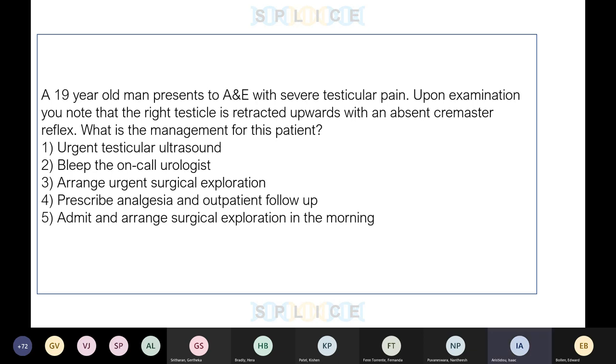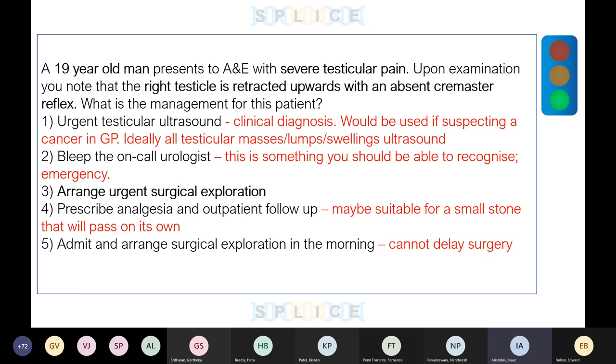Okay, brilliant. This question came up in, I think, both 5th year and finals, so this is something that you need to recognize. It's a urological emergency. This patient has testicular torsion. I'm sure you're aware of how it presents. The absent cremaster reflex gives it away. Talking through the answers: urgent testicular ultrasound is something you should be recognizing clinically, and you need to get them arranged to have surgical exploration to save the testicle.